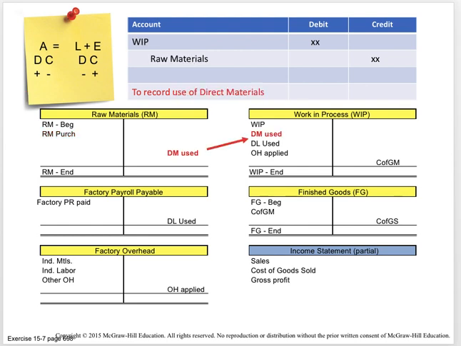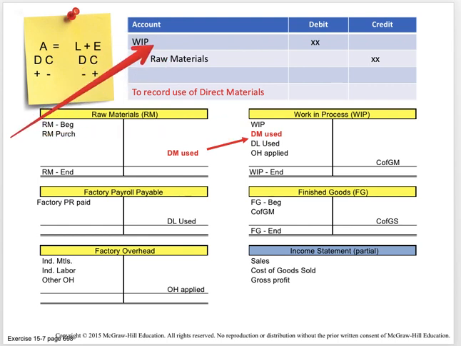Then, once we have our materials, we need to actually use them and put them into the process. So the materials that we used, you see here, they're coming out of raw materials and going into work in process, because work in process is the account that summarizes what comes in and out of the production process. Well, as we use the materials, they're going into production. So that's adding to our work in process account.